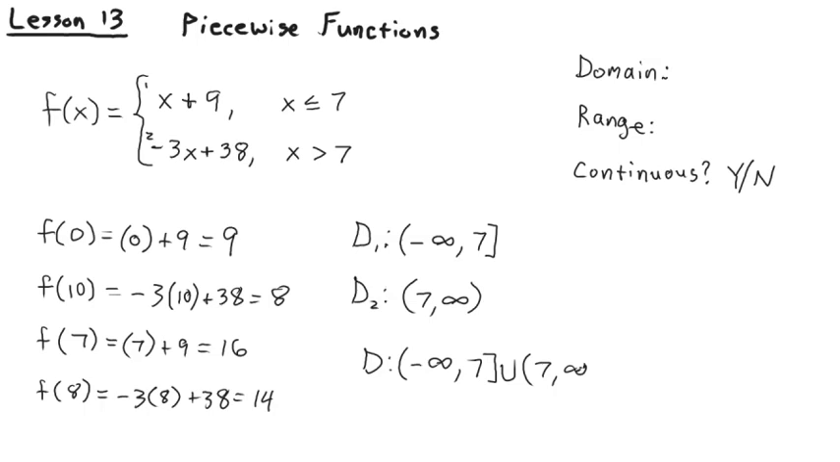But look, because there's no break here, look at this. This goes up to 7, and then this starts back up at 7 and goes to infinity. And so this means that there's no break at all, and so we can actually just say that the domain is negative infinity up to infinity. And so the domain of this function is negative infinity up to infinity.